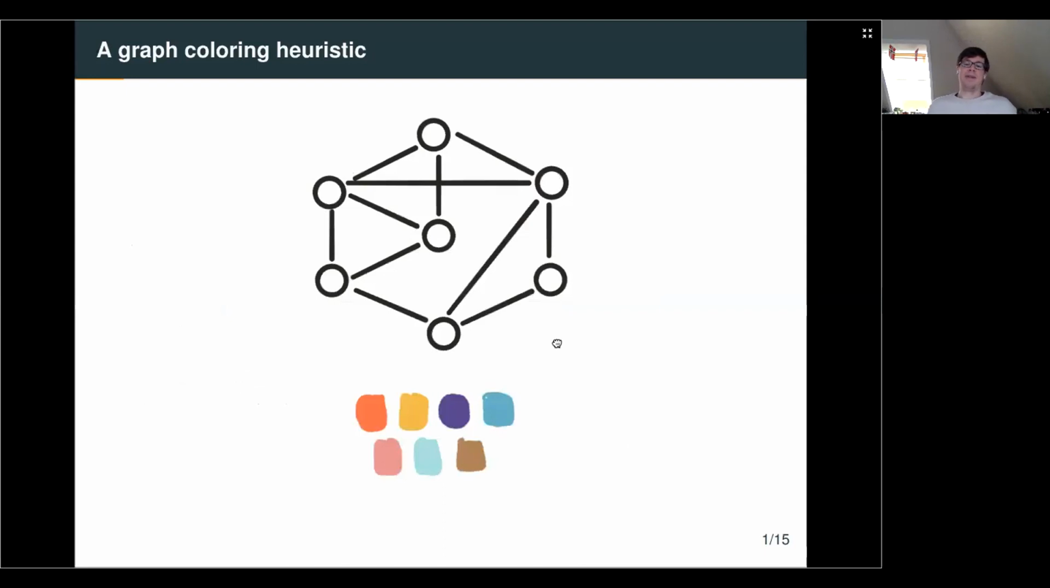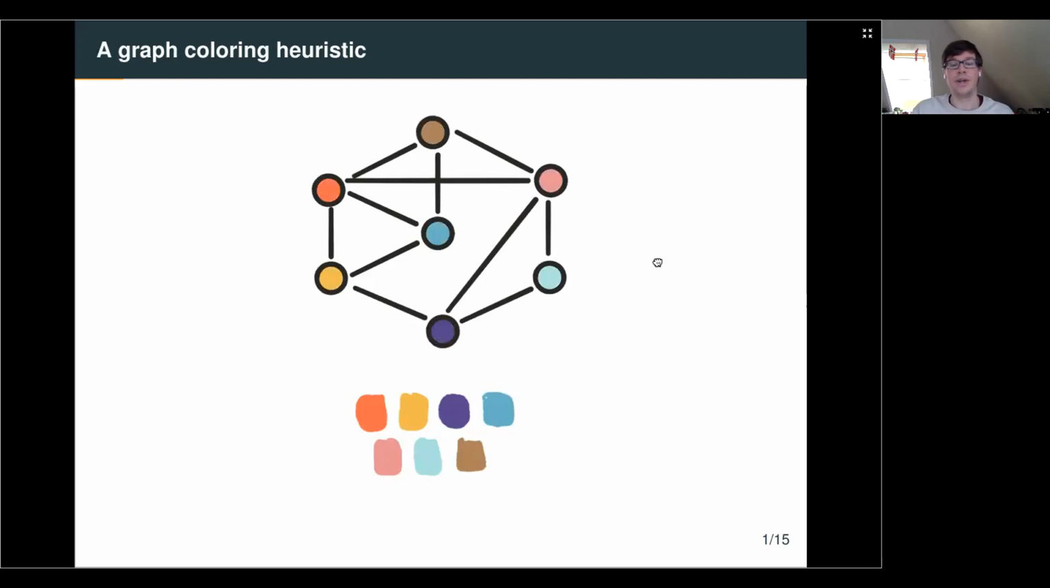Okay, so first let me explain to you what a B coloring of a graph is and where this notion comes from. It originates from the analysis of the following heuristic for the graph coloring problem. So let's consider this graph. What we do first in this heuristic is that we assign a unique color to every vertex. This way, of course, we have a proper coloring of the graph.